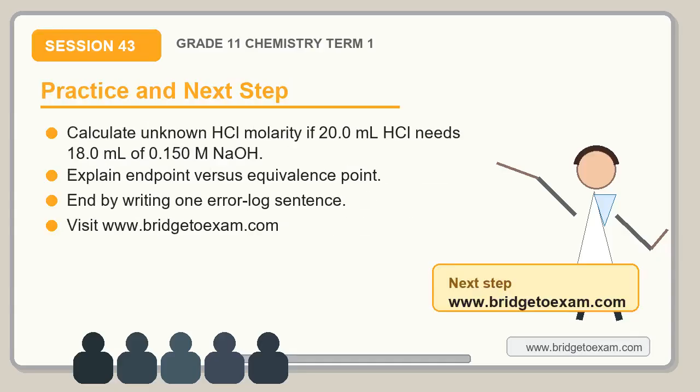Before you leave, practice actively. Task 1. Calculate unknown HCl molarity if 20.0 milliliters HCl needs 18.0 milliliters of 0.150 M NaOH. Task 2. Explain endpoint versus equivalence point. Task 3. Describe why a standard solution is useful. At the end of your study, write one sentence beginning, "The chemistry idea I must remember is."